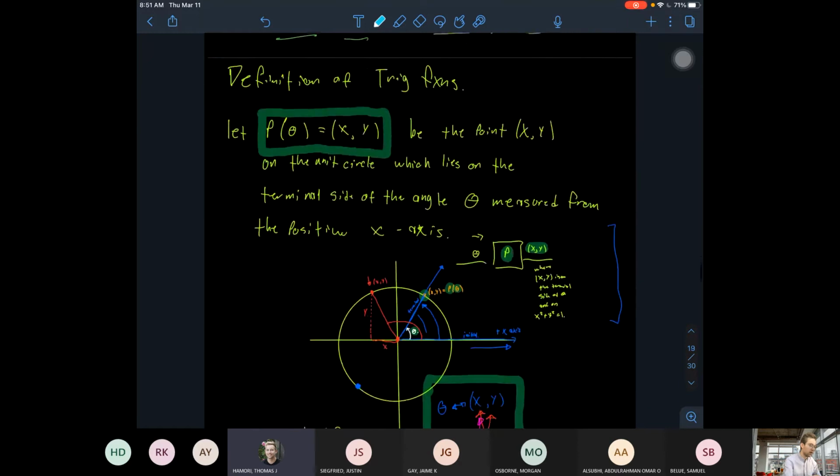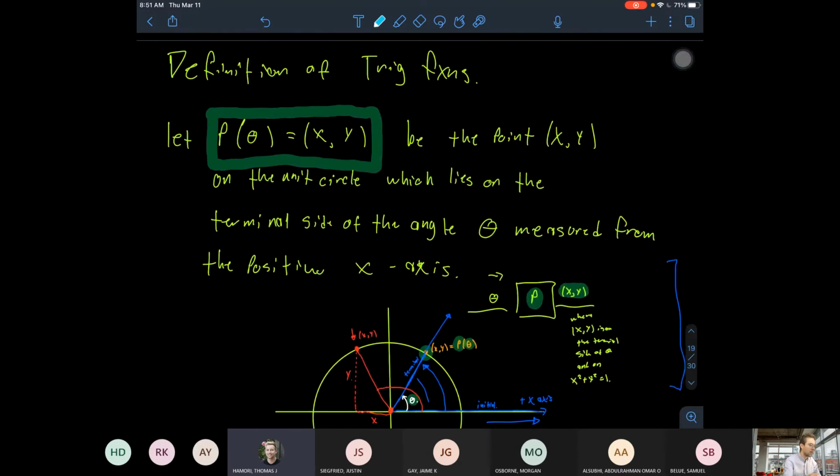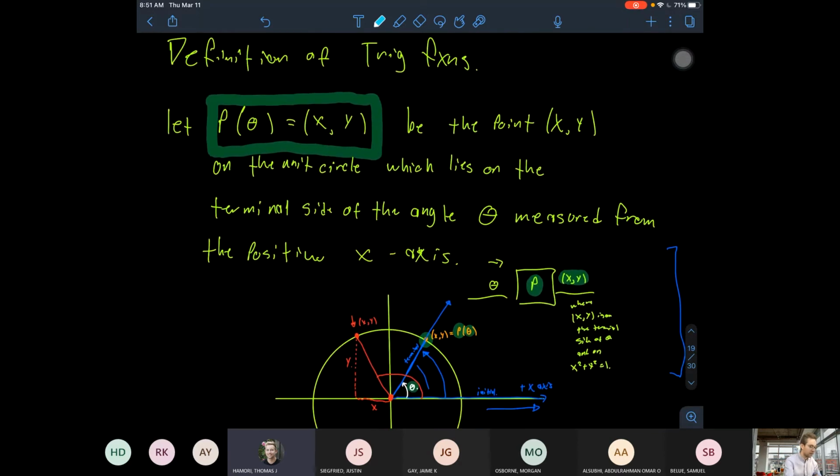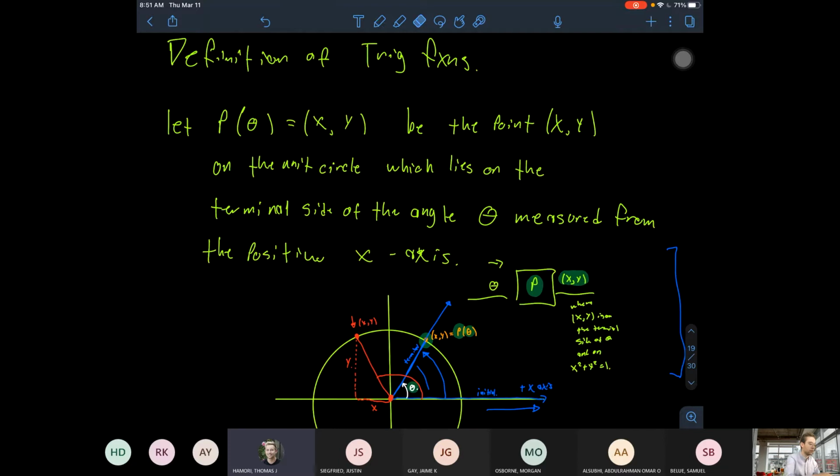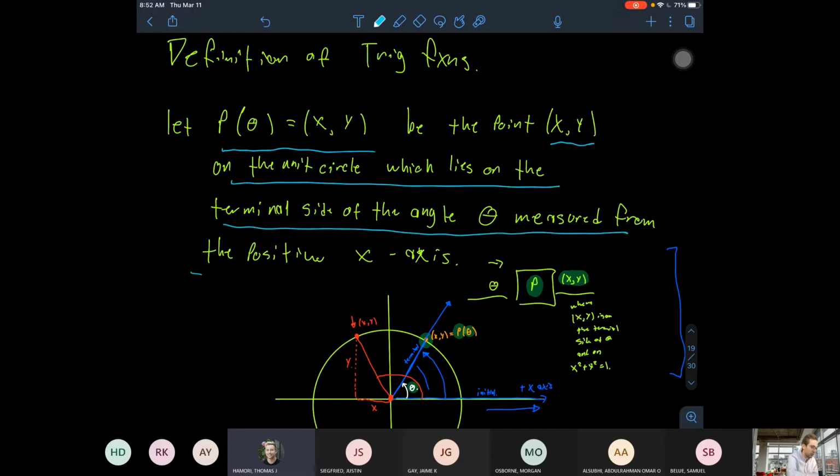Okay, so that is what this was saying, which I feel like didn't totally land. So let me go back through it and explain what this says. This says let p of theta, so some function p of theta equals x comma y, be the point x comma y on the unit circle, which lies on the terminal side of the angle theta measured from the positive x-axis. So what does this say?